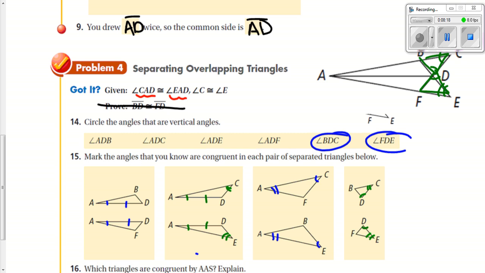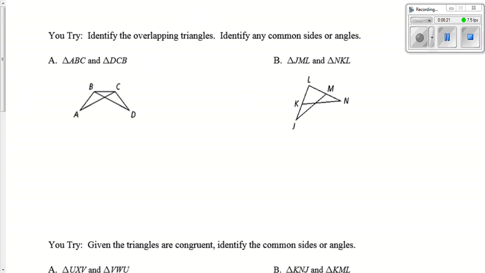So let's go ahead and flip to the back. All right, you try identifying the overlapping triangles, identify any common sides or angles. I'm actually going to do the first one with you and then pause and let you do the other three to show you what we're expecting of you. So all I want you to do is to, first of all, look at which triangles you're looking at, ABC and DCB, and just go ahead, pull them apart and draw them separately, the best you can. Labeling ABC. Okay, and then I'm going to do my other one. Best you can.